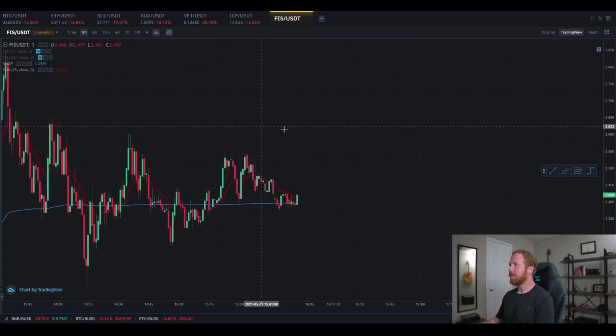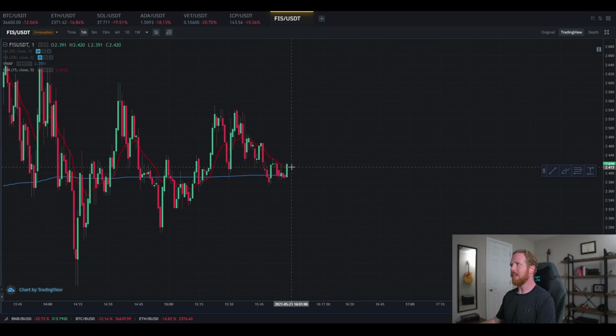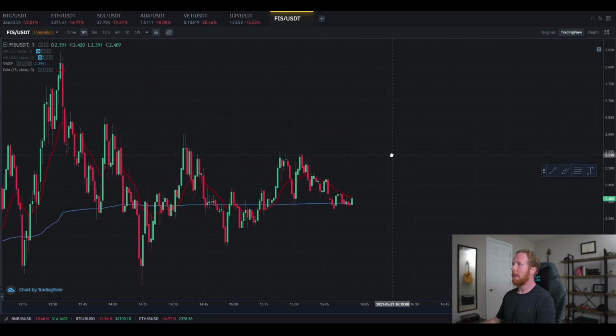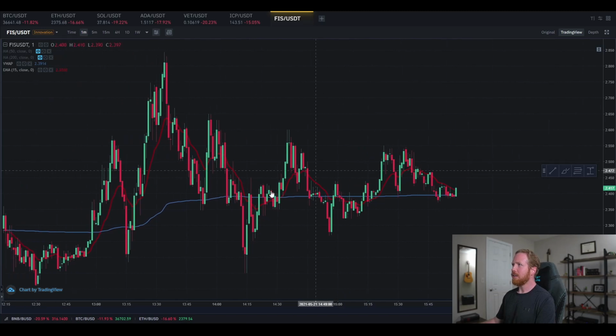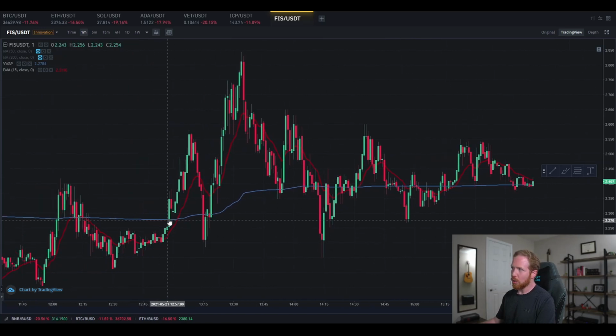So let's turn that on, and as you can see here, the price is currently under the EMA, but it's trying to break above. Now EMA is the exponential moving average. It kind of just tells us momentum. And if you can see here, when it's over the line, it's bullish. When it falls under, it's bearish.